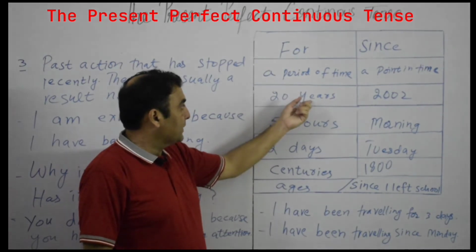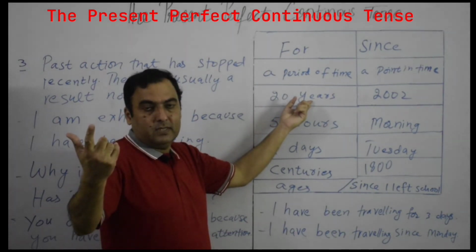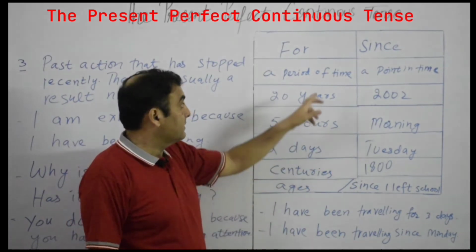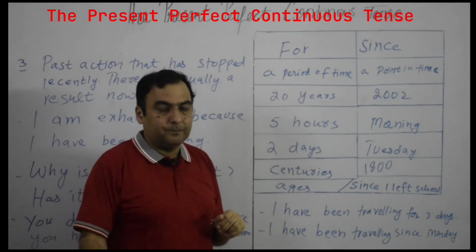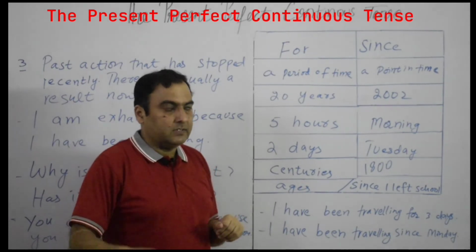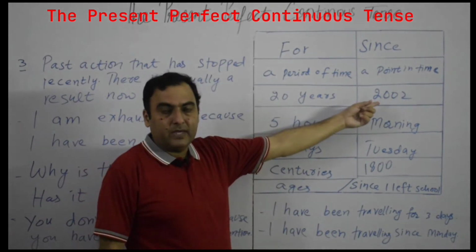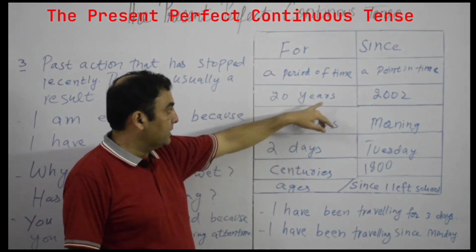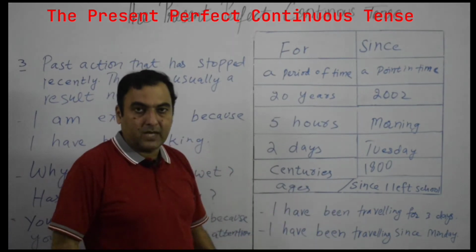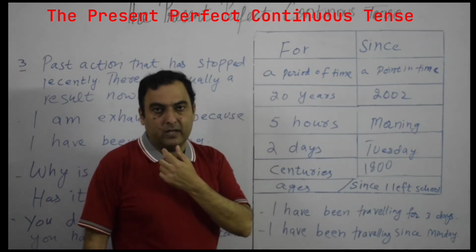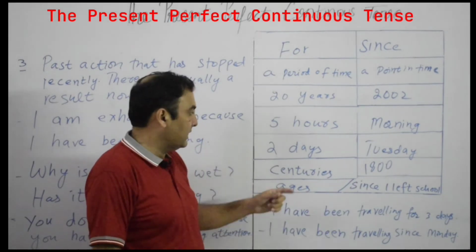For example, 20 years. I told you I've been teaching for 20 years. So this is a period or a length of time. But if I mention a specific year, then I'll use since. For example, I have been teaching since 2002. 20 years, okay, 5 hours. I have been working for 5 hours. I have been working since morning, for example. That's a point in time.